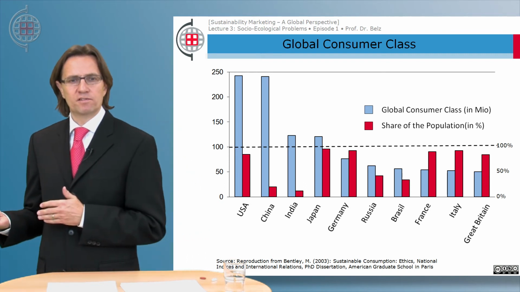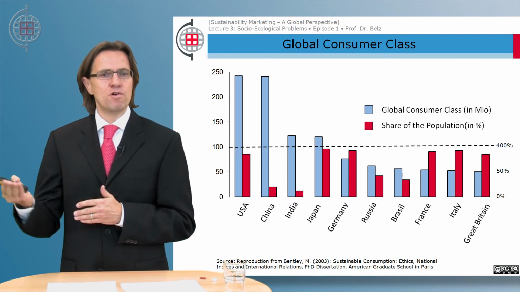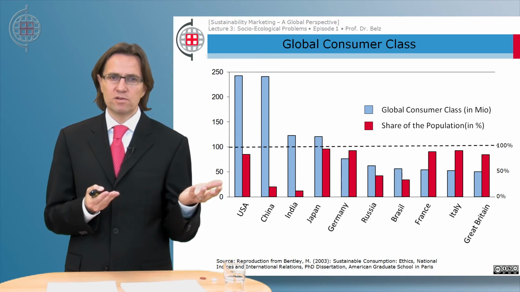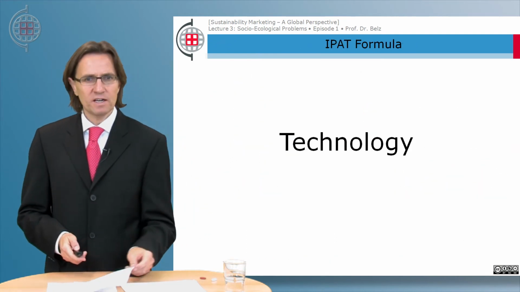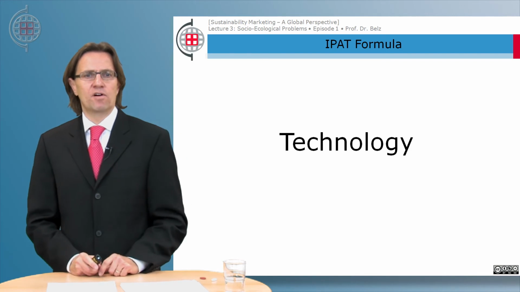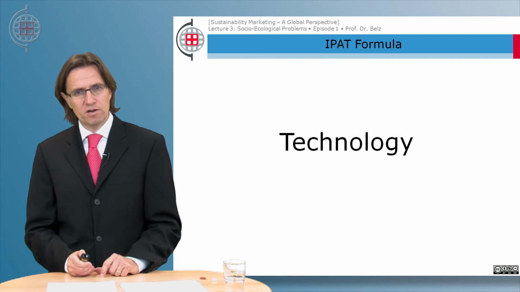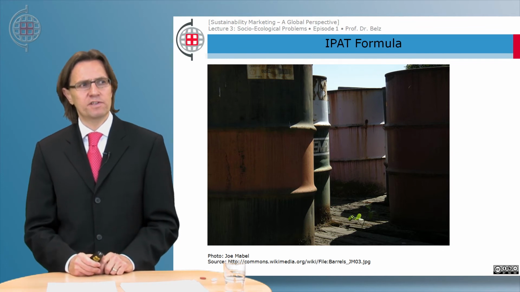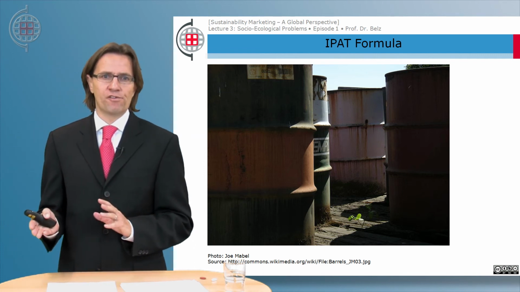On the one hand, that's a great opportunity. It means huge emerging markets. But on the other hand, we will run into ecological problems, as you will see. Let's move on to the third factor of the IPET formula, technology. If we look at technology in the 20th century, a lot depends on oil. Think about automobiles or airplanes. They all run on oil.